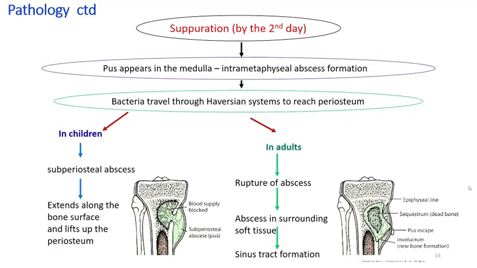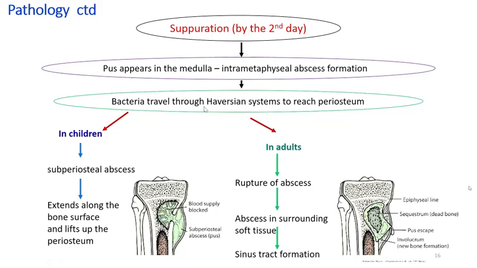So again, continuing the pathological processes. By the second day of the disease, due to this necrosis and acute inflammatory process, there will be suppuration of that area. That means pus necrosis and pus formation. The pus will appear at the medulla, forming intrametaphyseal abscesses. And once the abscess is formed, the bacteria travel through the Haversian system to reach the periosteum.